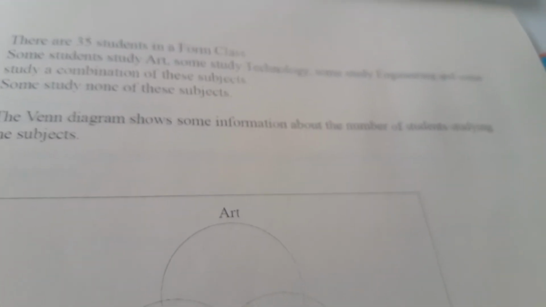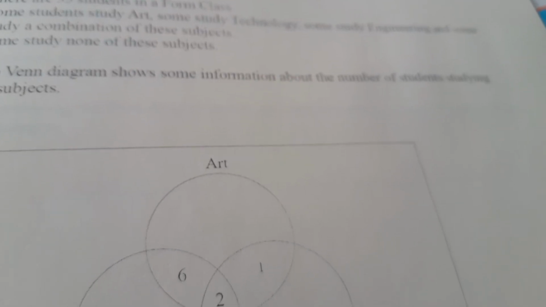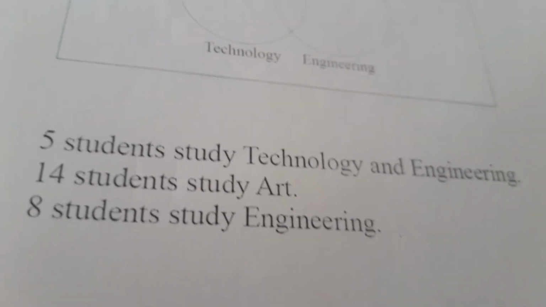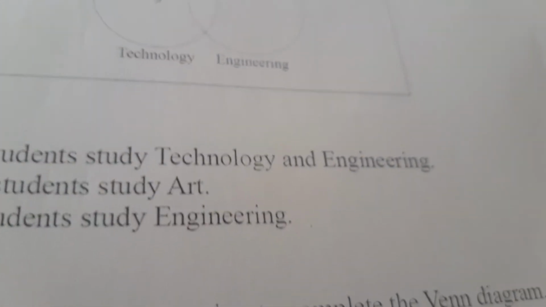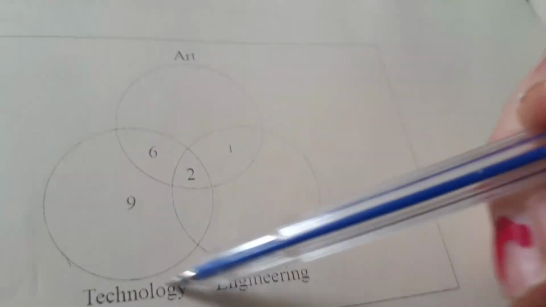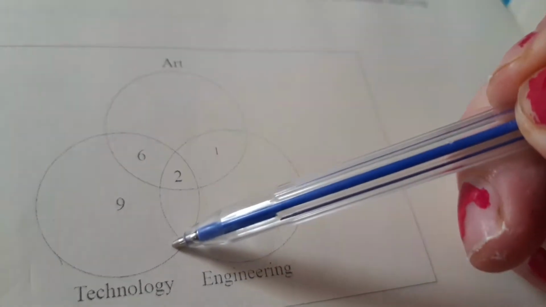Some study none of these. Use the Venn diagram, where some of the information about the students is already there. So 5 students study technology and engineering. So the technology is here, the engineering is here.